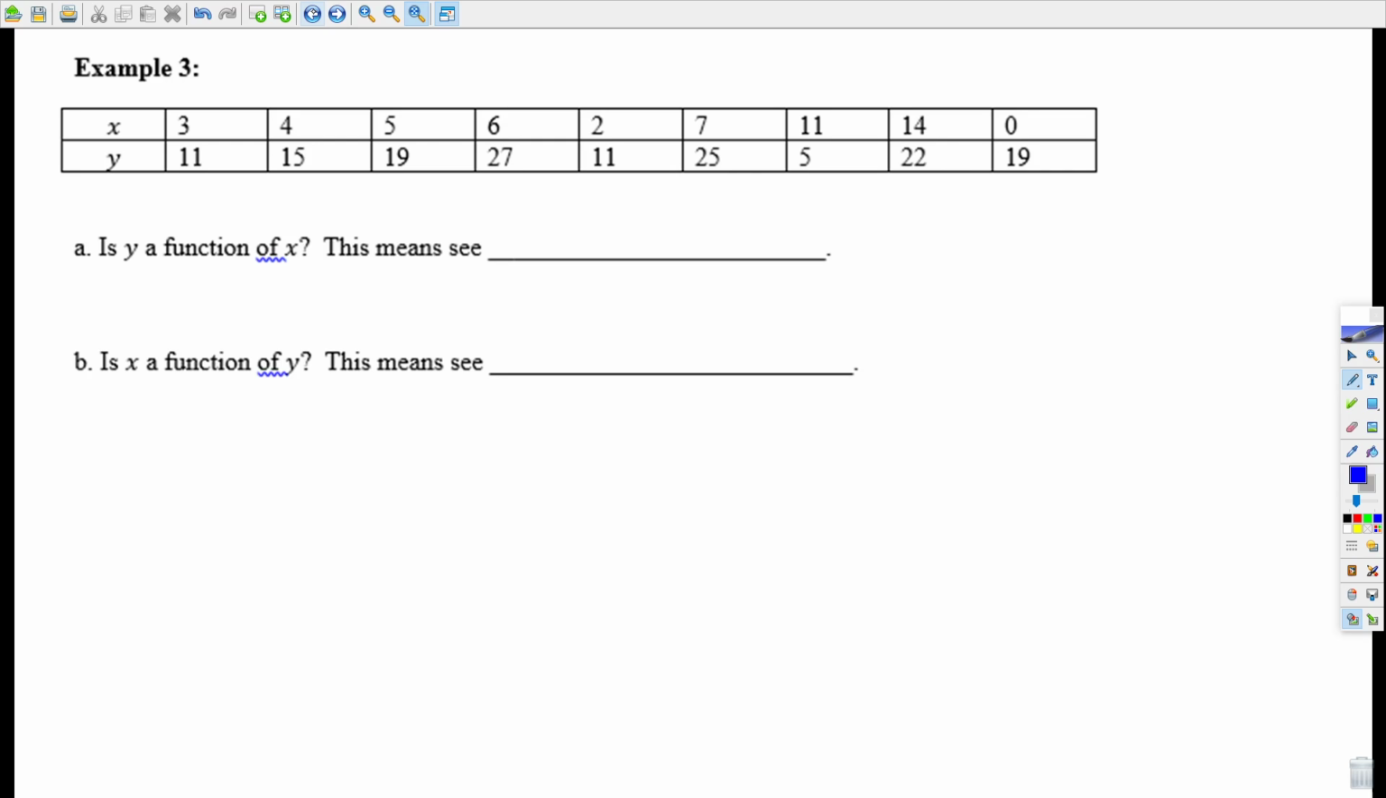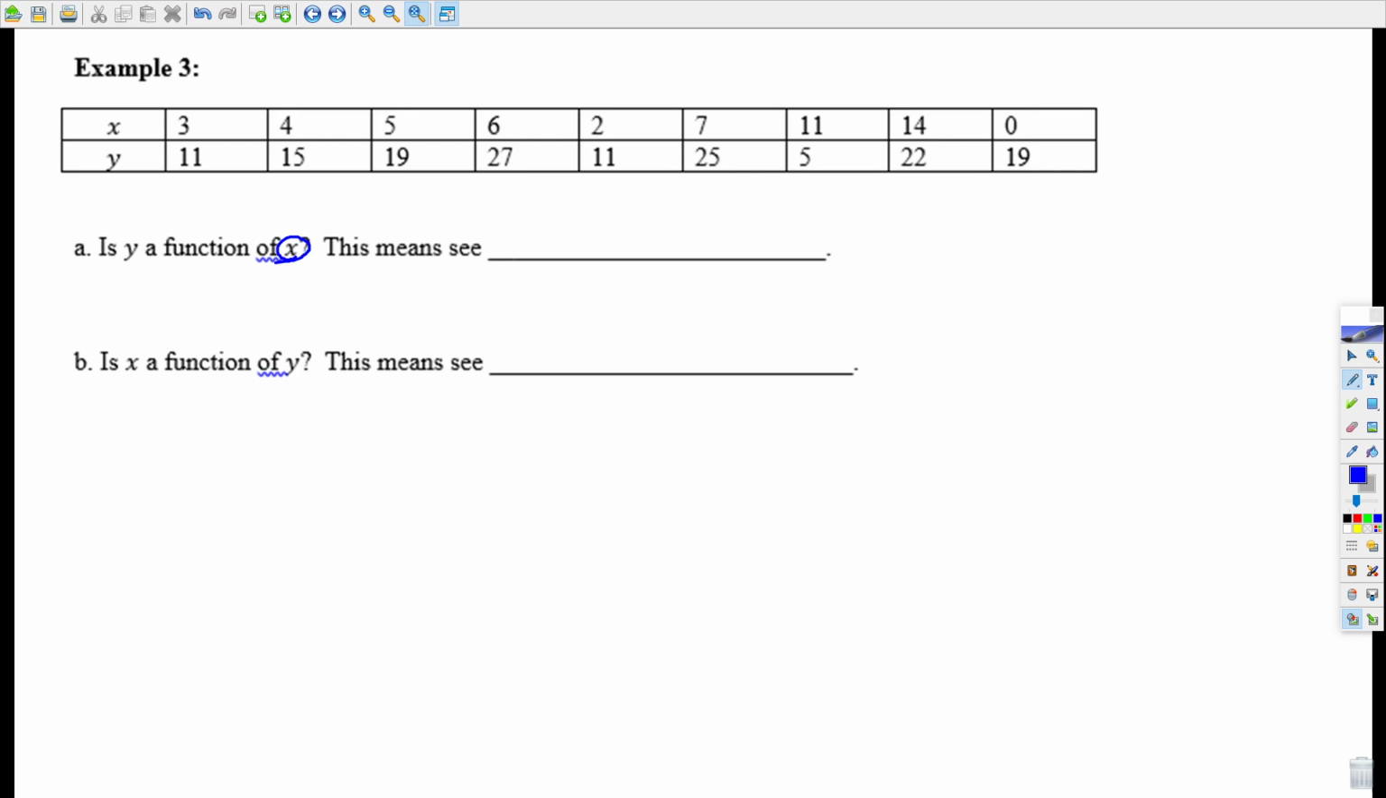Our example 3, we only have one more left. This one turns it up a little bit to make it more difficult, because we're so used to looking at the x values and determining whether or not you have a function. This one is slightly different in how it's worded. If you look at part A, it says, is y a function of x? When it's worded this way, it's telling you what you need to look at to see what repeats.